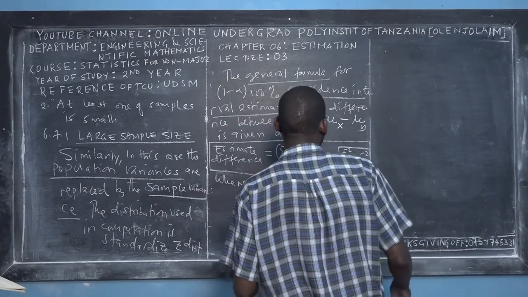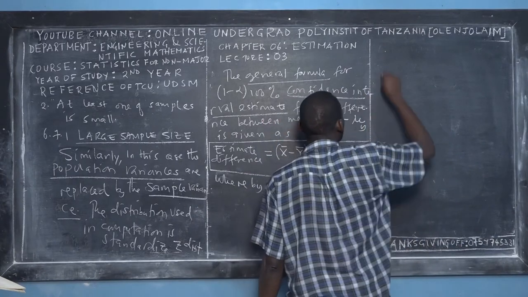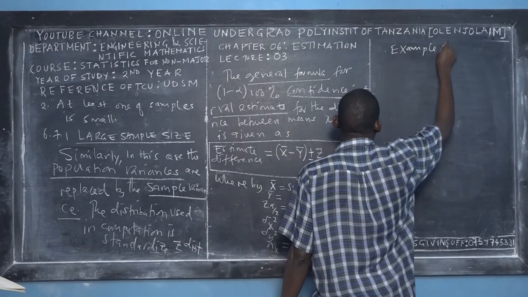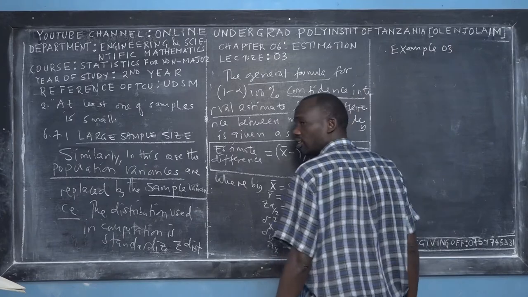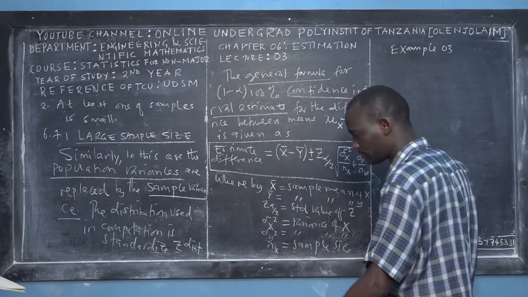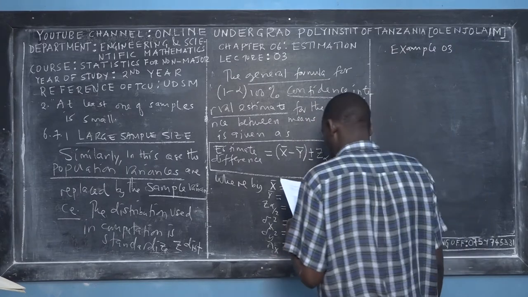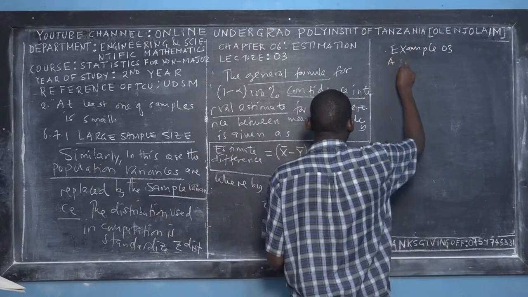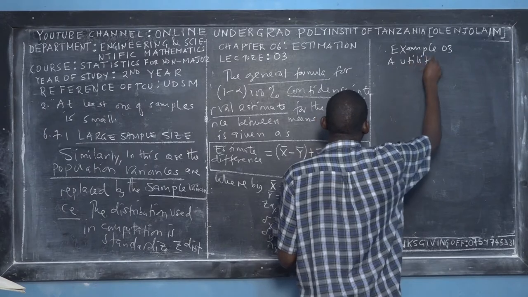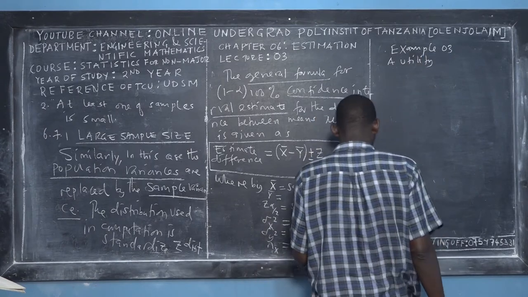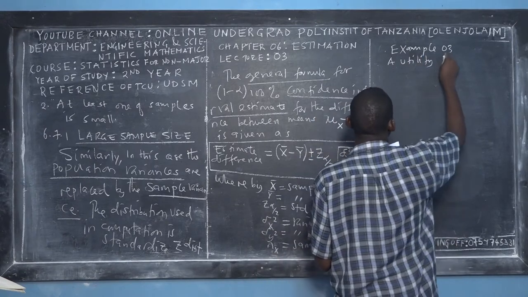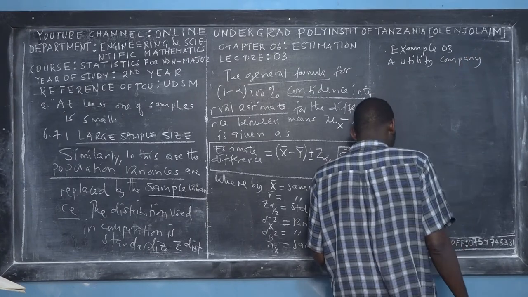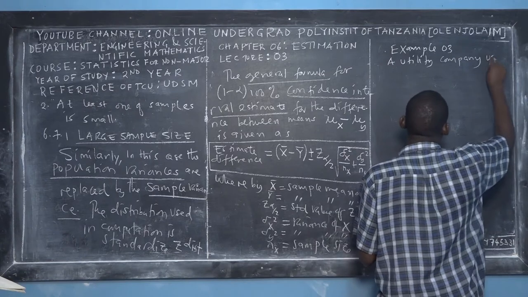Good. So let us go to example 3, then we will recall at the end of this session. So example 3, it's a long question, be patient. It's a utility company. It might be your company after you graduate.